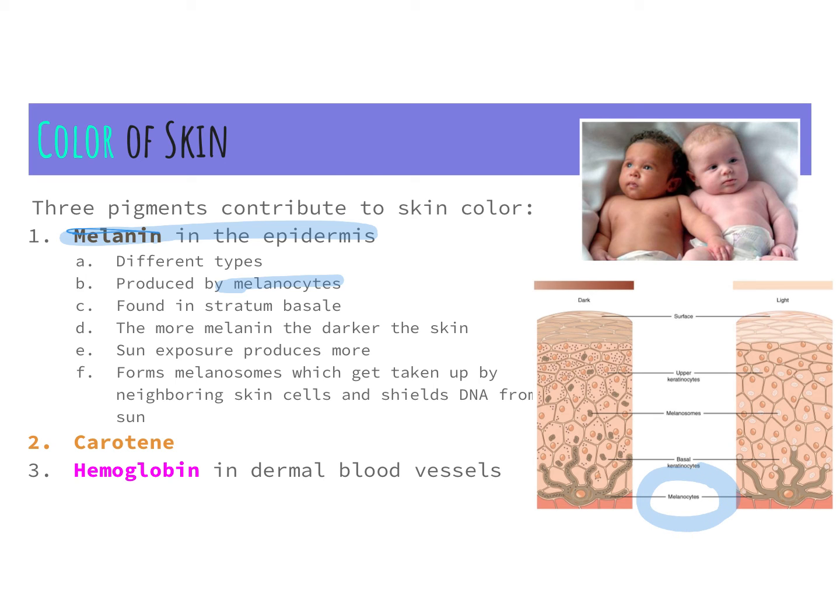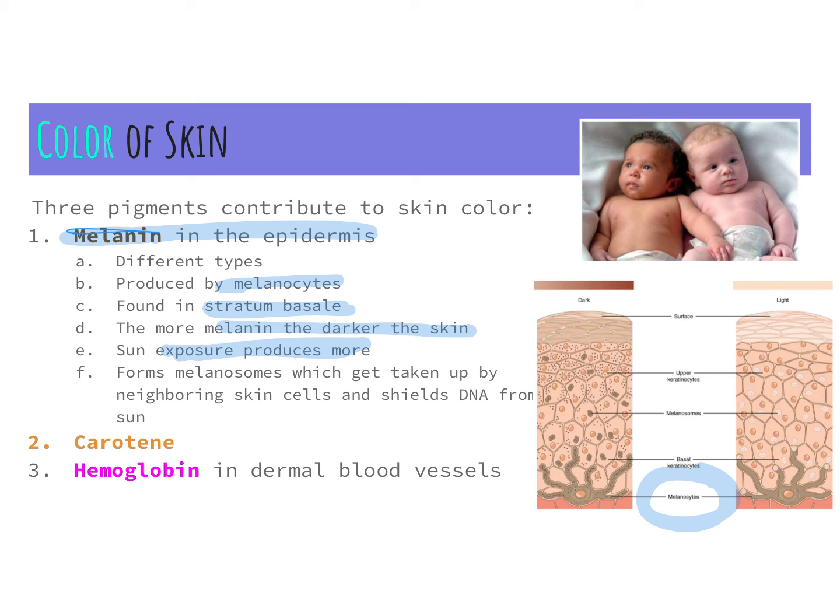These are produced by the melanocytes, which you can see down here. They almost look kind of like spiders. They are found in the stratum basale, the deepest layer of the epidermis. The more melanin that is produced by those melanocytes, the darker the skin. And sun exposure actually produces more melanin. That's why people can get a tan when they're in the sun.